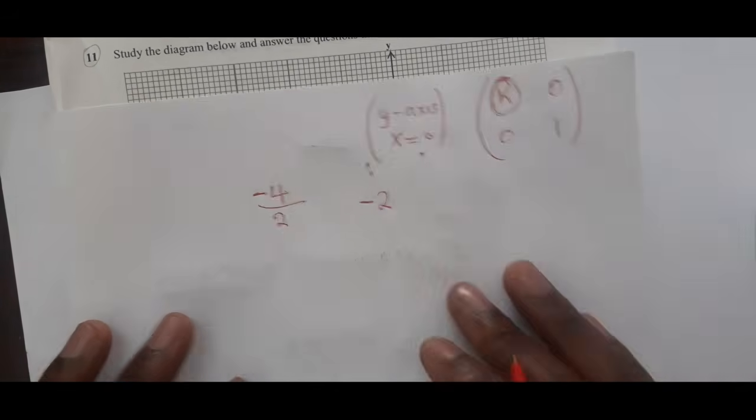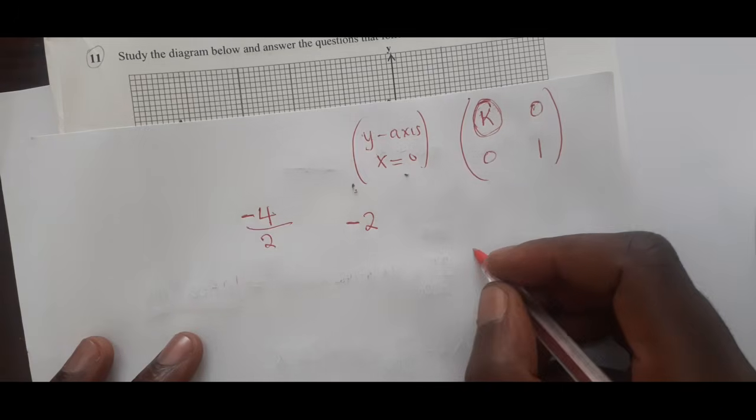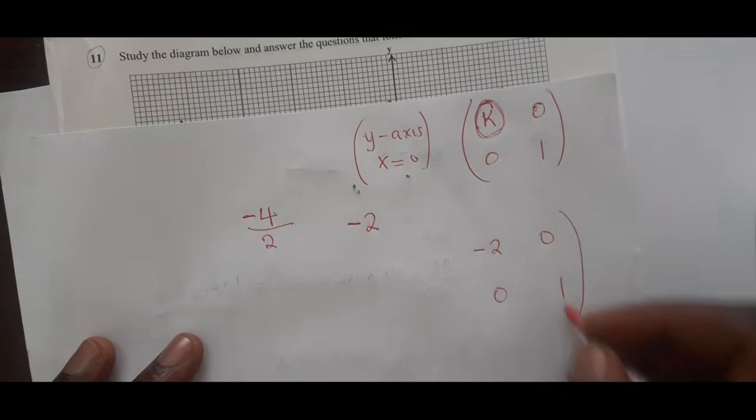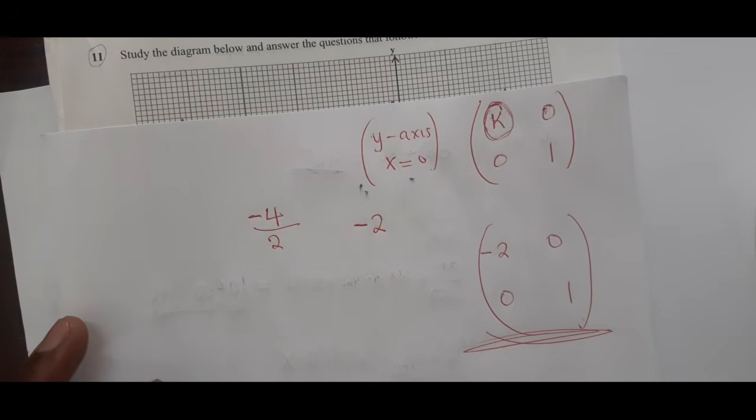-2. So to write the matrix here, we just get this same matrix, and where K is, we put -2, 0, 0, 1. That's what we are supposed to do. This is what will be our answer. Then we have got C.